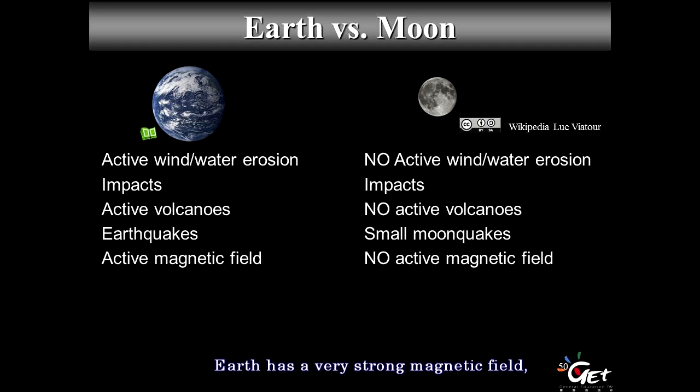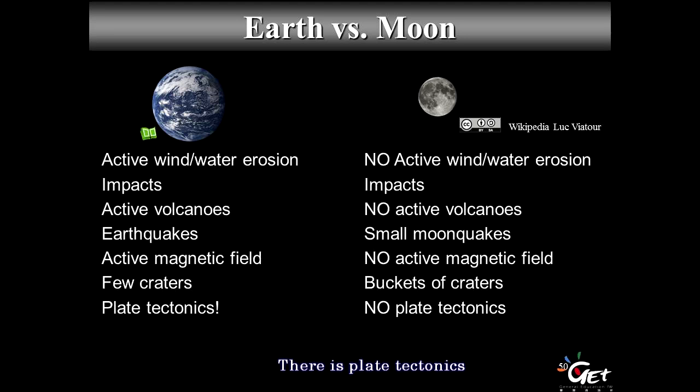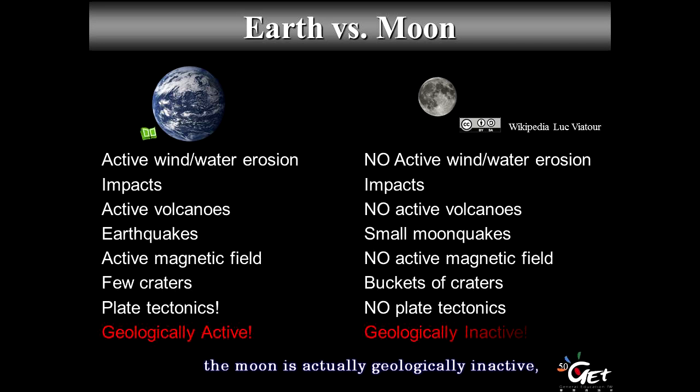Earth has a very strong magnetic field, the Moon doesn't. On Earth there are a few craters, while on the Moon there are many, many of them. And there is plate tectonics on Earth, while none on the Moon. So the Earth is geologically active, while the Moon is not. That's the main difference. The Moon has been active in the past, but it's not anymore.